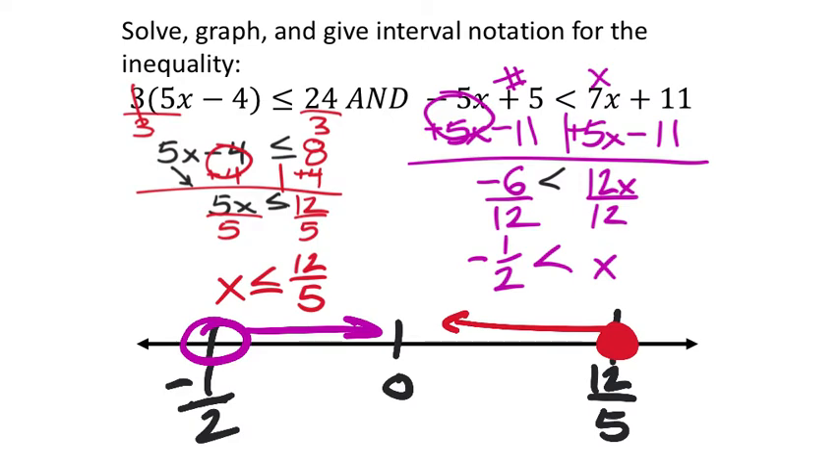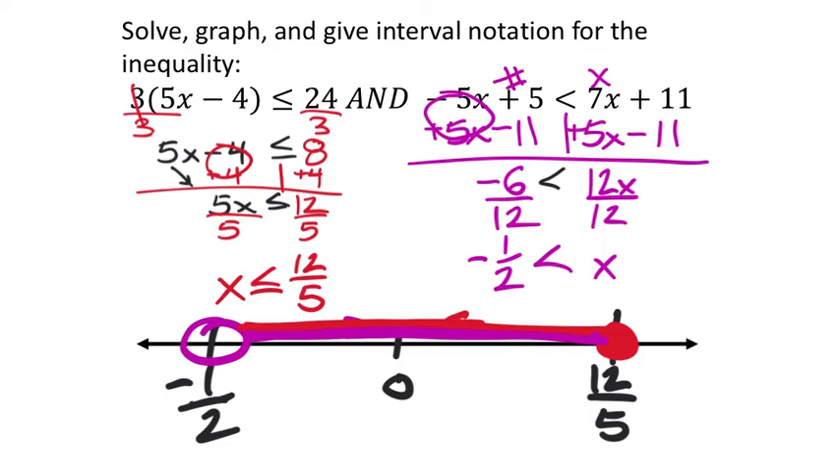Now you could extend these. You could say, well, I know then that the red line would go all the way essentially to the purple circle, and then the purple one would just go all the way to the red, because we're looking for an and statement. This is the only area where it would make both inequalities true.